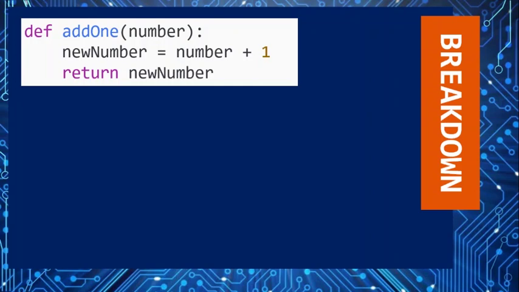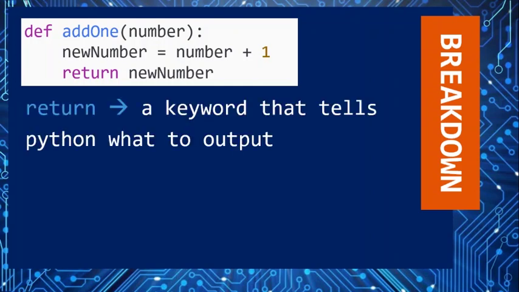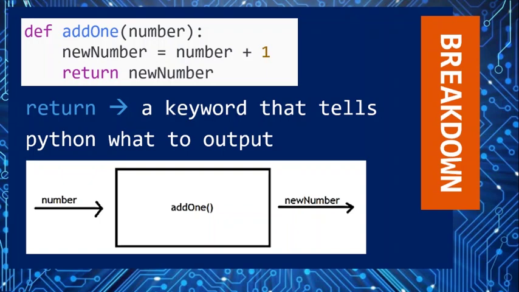Return tells Python what value to output. This means that if you were to print the function, you would be printing the return value of the function. We can think of our function as like a box, into which we can pass in a number, and then it spits out the new number.